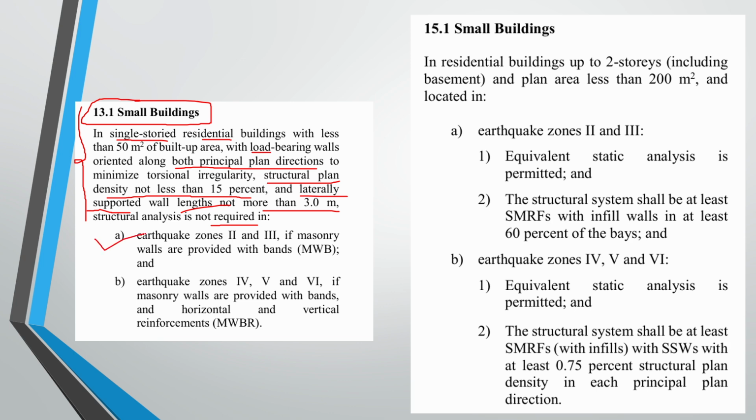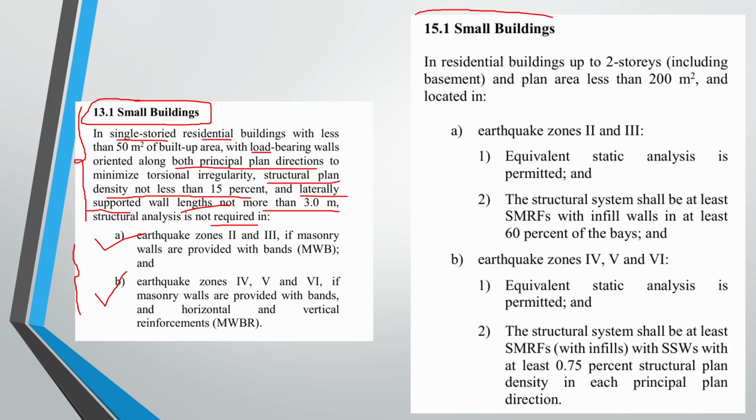First thing is for zone 2 and zone 3, but very important, masonry walls are provided with bands. So the bands at plinth level, lintel level, and roof level need to be there. And second one is earthquake zone 4, 5, and 6, and if masonry walls are provided with bands and horizontal and vertical reinforcement, then there is no need to perform the structural analysis, the seismic analysis. So this is about the load bearing structure.